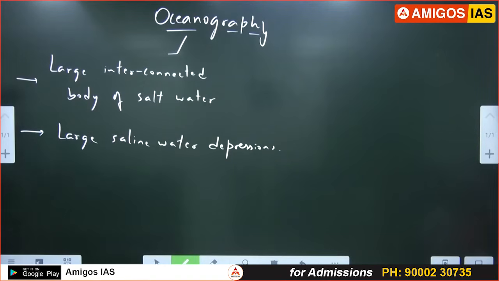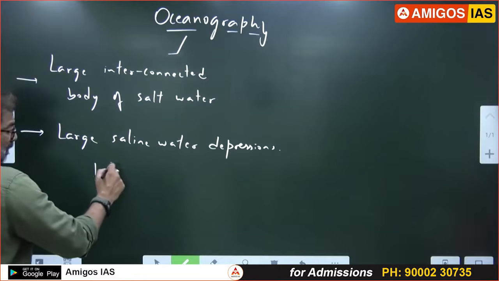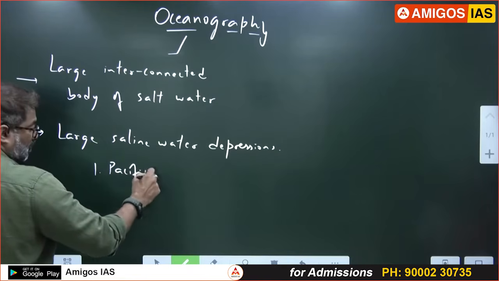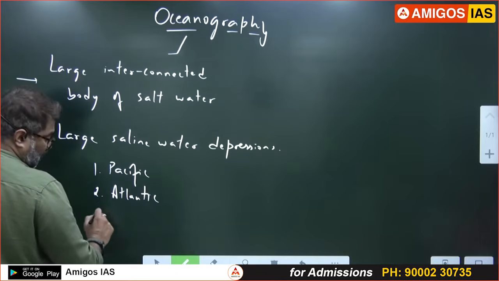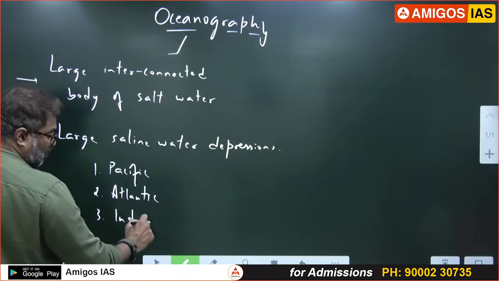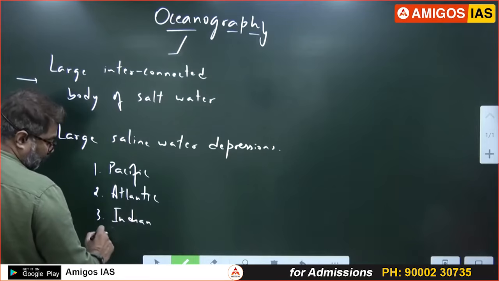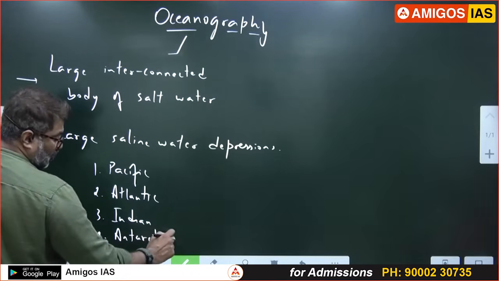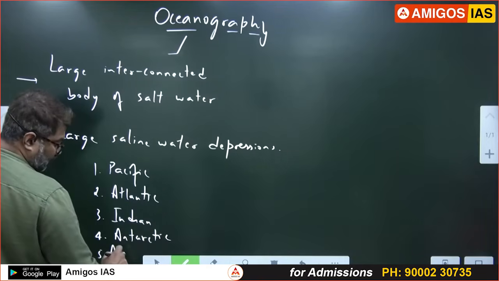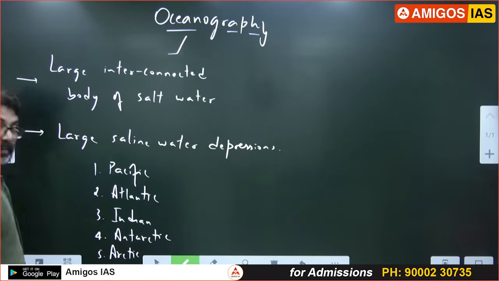So we have 5 oceans: Pacific, second is Atlantic, third is Indian Ocean. Already you know this, I have to give the introduction. Fourth is Antarctic Ocean, fifth one is Arctic. We have 5 oceans, large interconnected bodies of salt water, and they are large saline water depressions. Clear to all.